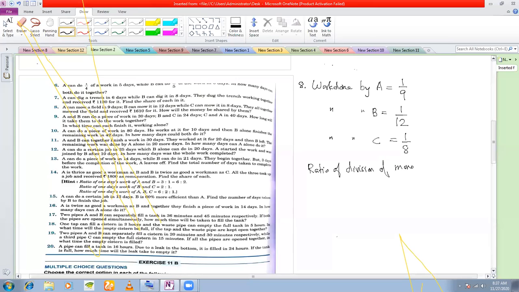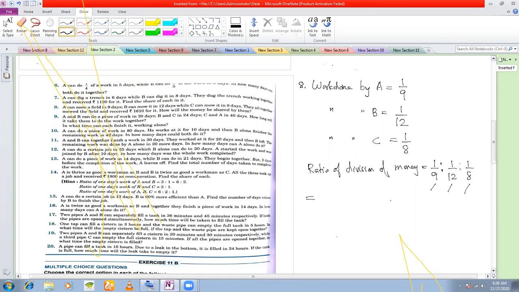Ratio of division of money is ratio of the work done. That means 1 by 9 is to 1 by 12 is to 1 by 8. Now, since this ratio is in fraction, we just need to convert it into numbers. So what we do is we take the LCM of 9, 12, and 8. What is the LCM of 9, 12, and 8?